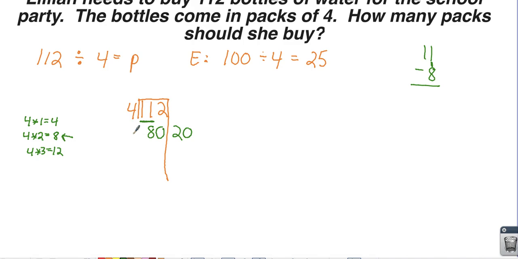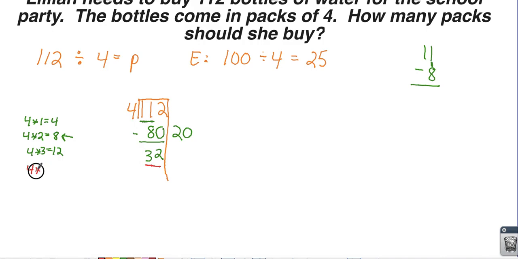So now I will subtract. 2 minus 0 is 2. 1 minus 8, I can't do, so I'm going to do 11 minus 8, which is 3. 32 is bigger than 4, so I have to keep dividing. Okay, next part. 3 divided by 4. 3 is less than 4, can't do it. Underline the 2 to make it 32 divided by 4.